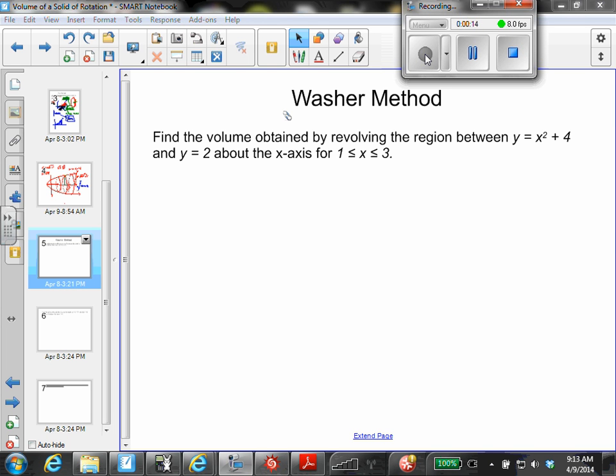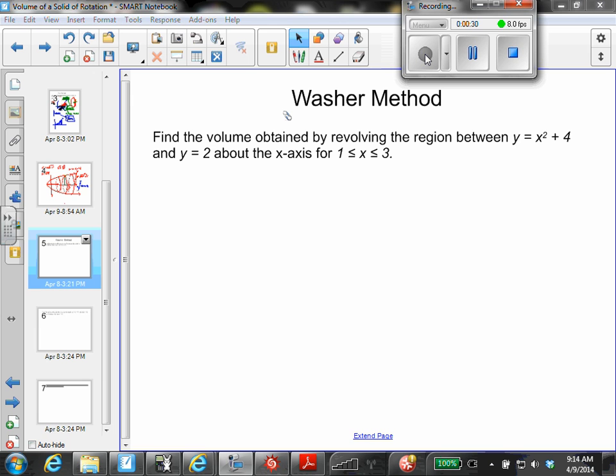But we're going to find the volume obtained by revolving the region between y equals x squared plus 4 and y equals 2 about the x-axis for x values between 1 and 3.